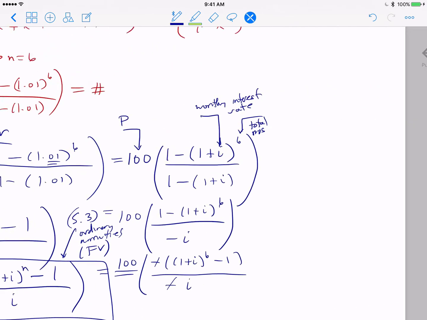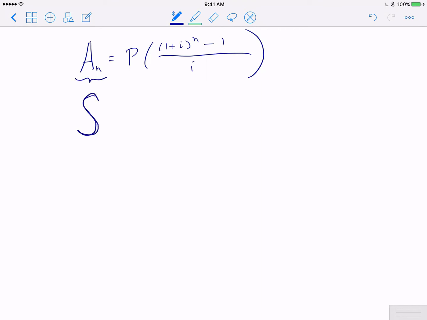One more step here. So we have the amount after n months is P dollars times (1 plus I to the n minus 1) over I. Your book gives us a formula. They call this the amount that you have after a total number of time periods the formula S. And instead of P dollars being deposited, they call that the quantity R, times (1 plus I to the n minus 1) over I.